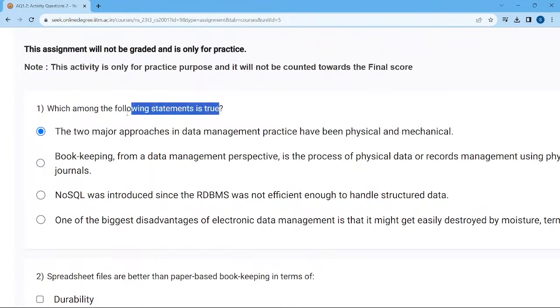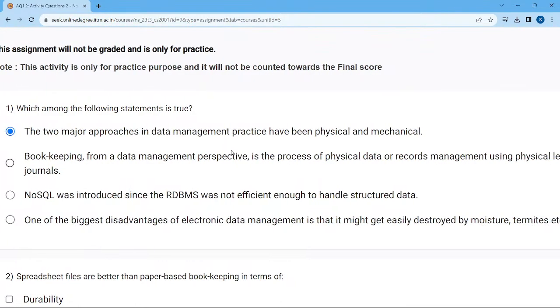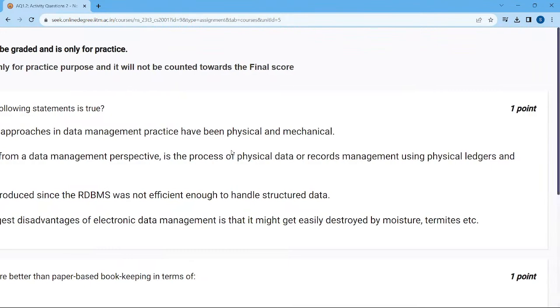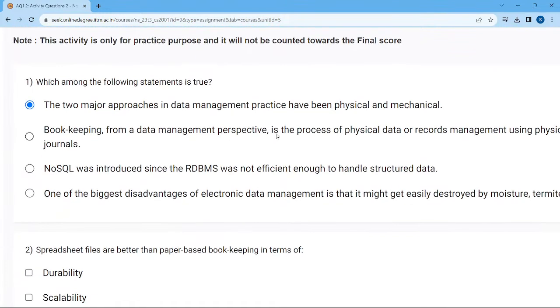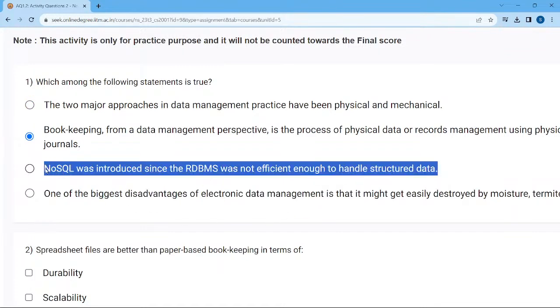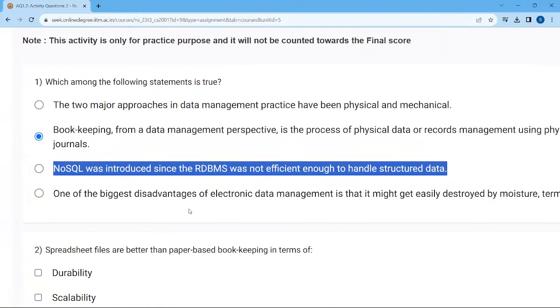Which among the following statements is true? Two major approaches in database management system practice have been physical and mechanical. Nope. Bookkeeping from a data management perspective is the process of physical data or records management, physical ledgers and journals. This might be right: NoSQL was introduced since RDBMS. I don't know about this line. One of the biggest disadvantages of electronic data management is that it might easily get destroyed by moisture. Nope, wrong line.